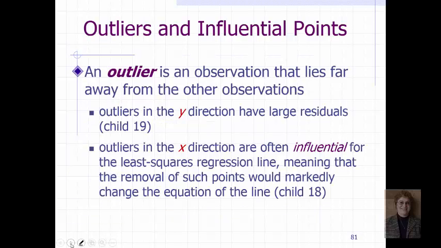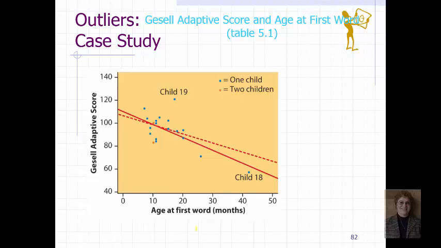We already talked about outliers a little bit in the last section, and now here we go. This is a graph, and we looked at the age that the first word was spoken in months, and this Gesell Adaptive Score is an IQ score for infants. So that's an IQ, and the mean IQ is 100, and the mean of X is going to be a little bit more than 10.